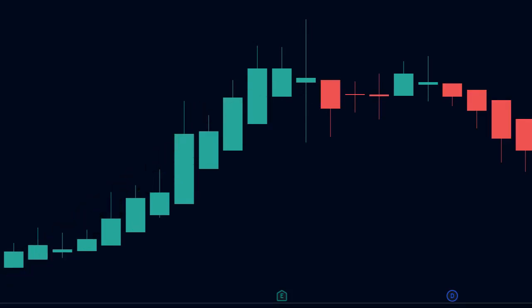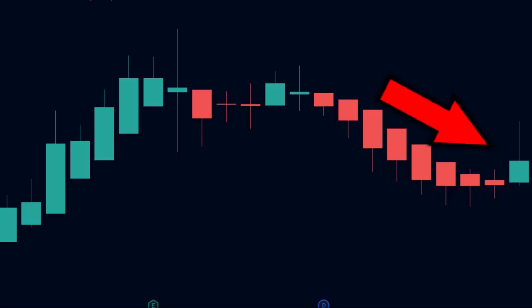Then, when the momentum starts to decrease, we see the green candles start to have lower wicks. This is the first sign of weakness in the trend. Then, we see a red candle. This is a sign that the trend might have come to an end, and we may expect a down move.